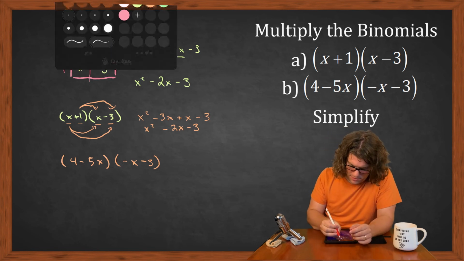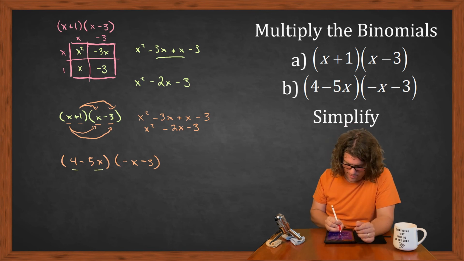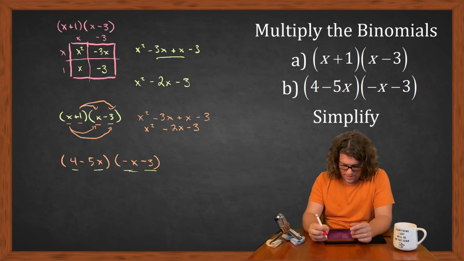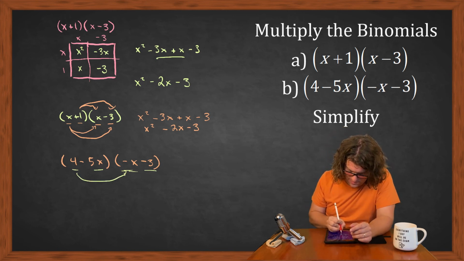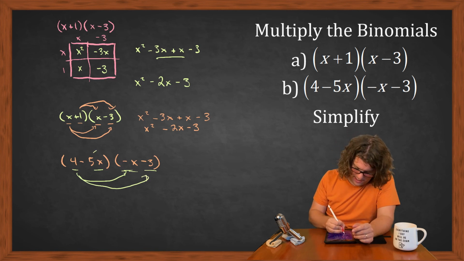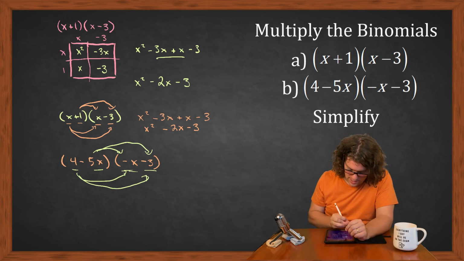So what we'll do here is say the two terms in the first bracket are each going to multiply the two terms in the second bracket. That would give me 4 times negative x and 4 times negative 3. Also negative 5x times negative x and negative 5x times negative 3. So let's go ahead and do that.